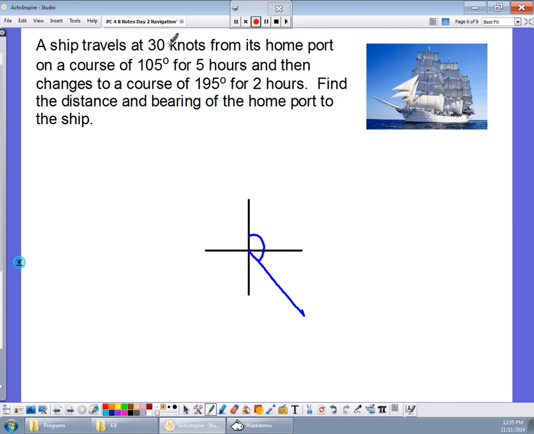And now here, this is a little tricky because it tells me 30 knots for 5 hours. So that tells me a speed and a time. We know distance equals speed times time, so I can just do 30 times 5, and that tells me that the ship went 150 nautical miles, or whatever the measurement would be. And then it tells me it has to change course.